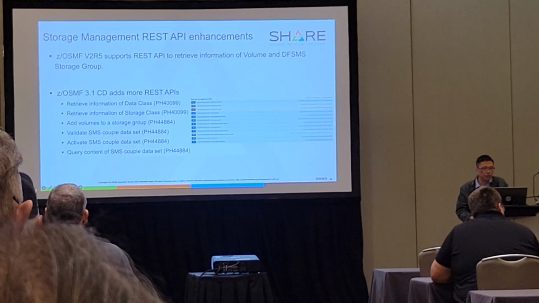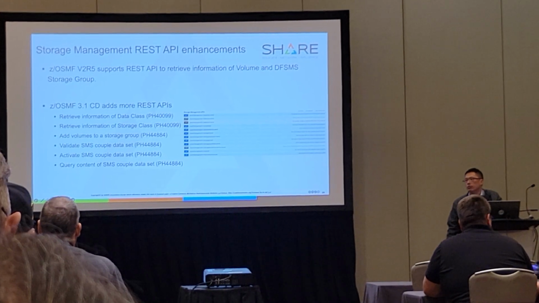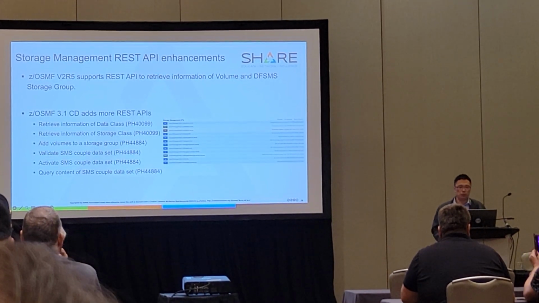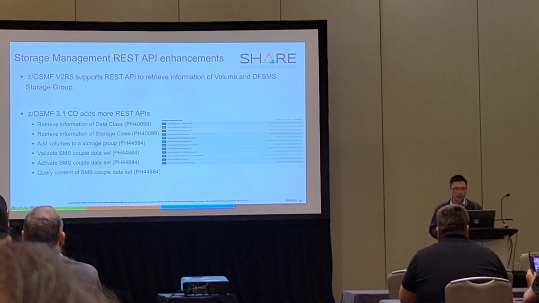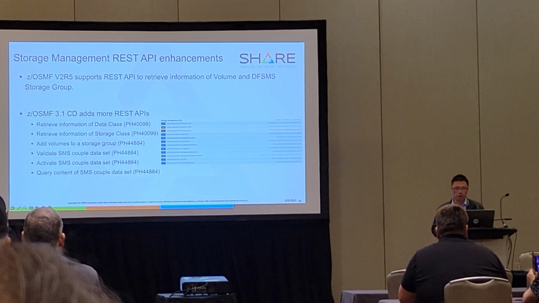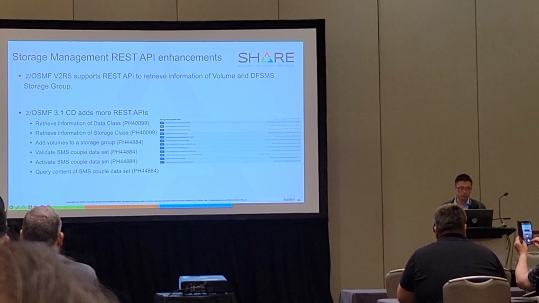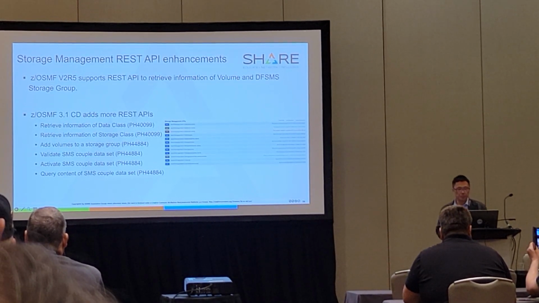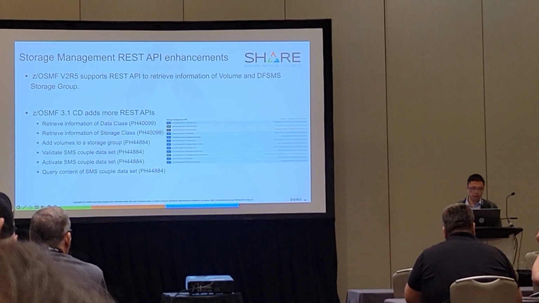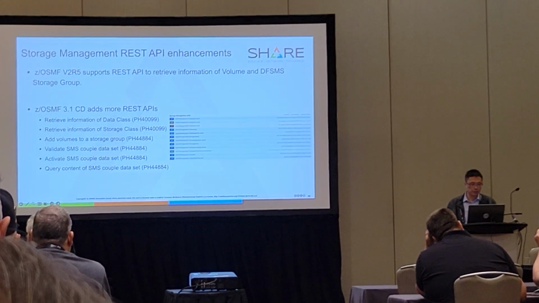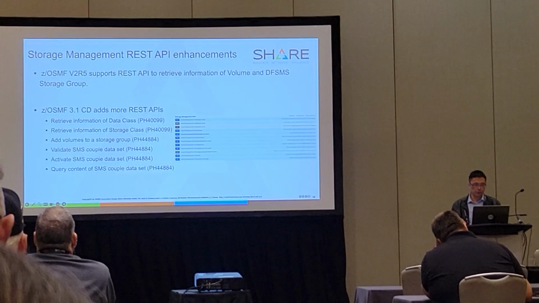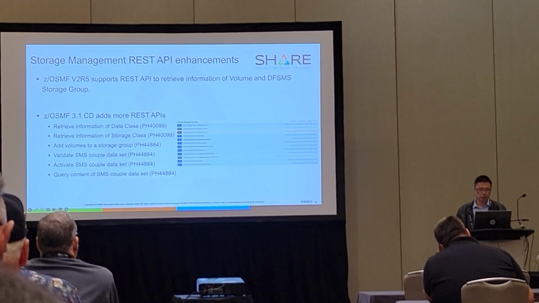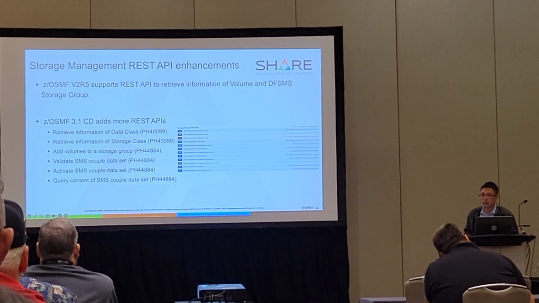So we started to introduce these storage management REST APIs from V2R5. So before 3.1, we support you to use REST API to retrieve information on volume and also storage group. Now with 3.1, we added more REST APIs such as retrieve information on data class, storage class, the REST API that you can use to add volumes into storage group, and also validate or activate the SMS configuration.